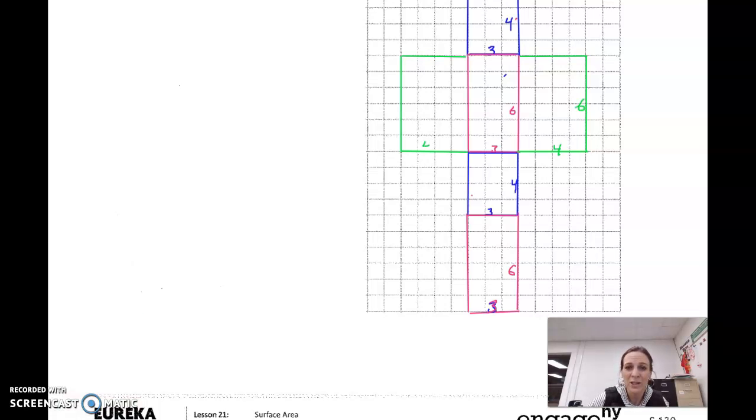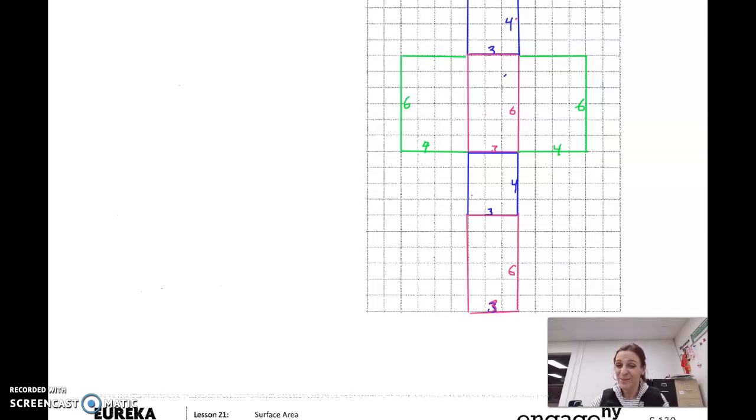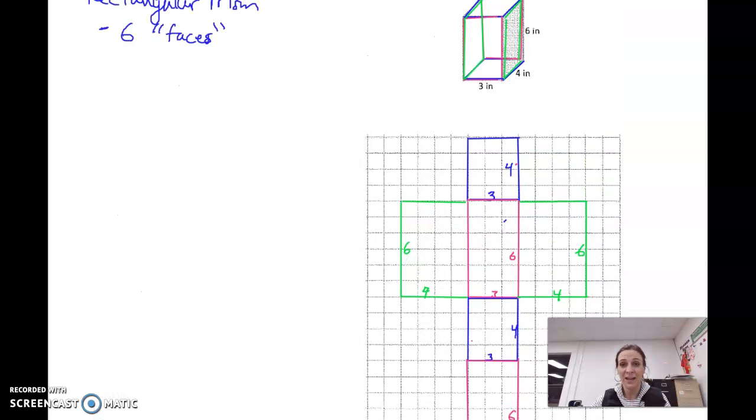So when you do a net to find the surface area, remember we're finding the area of all the faces. There's 6 of them: 1, 2, 3, 4, 5, 6. Then we're going to add them up, because we want the area of the whole thing. So you take the area of each of the pieces and add them up. How do we find area of these? Remember, area of a rectangle is length times width. So this is 3 times 4, which is 12. This one is 3 times 6, which is 18.